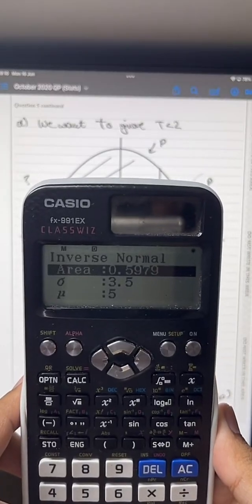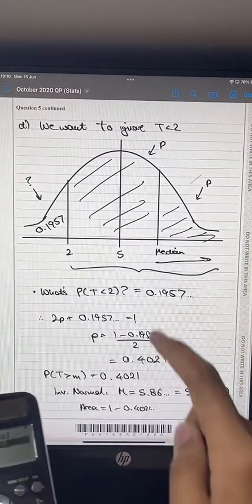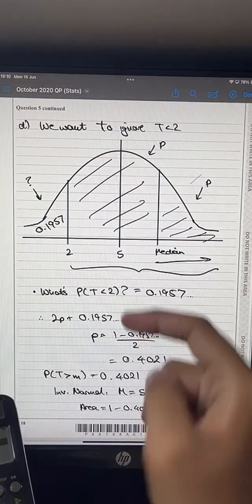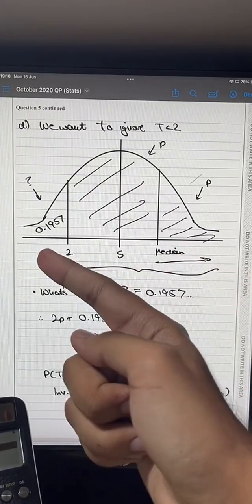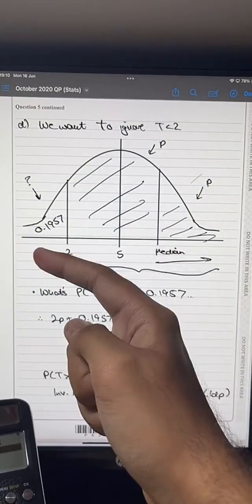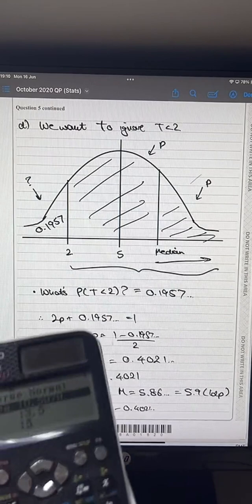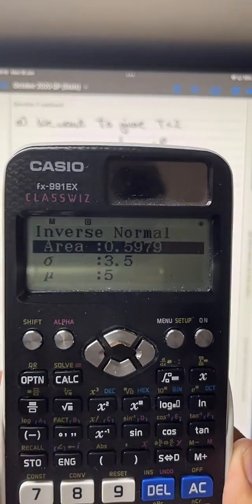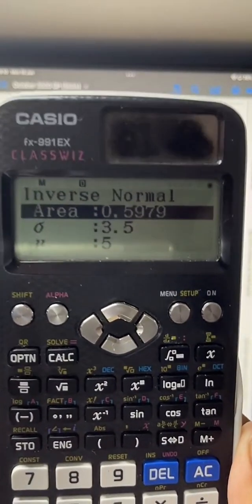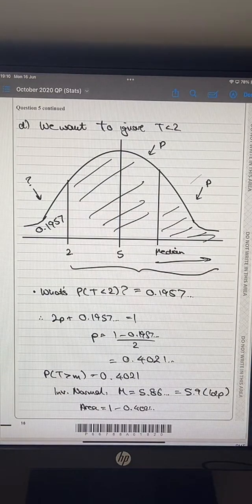The area is 0.5979, which is 1 minus this value, right? Because you're going this section. So you want P, right? So it's 1 minus that. And then you put sigma is 3.5 and mu is 5 as in the question, and then you get your answer of 5.9.